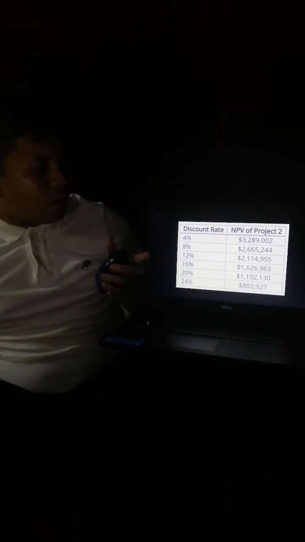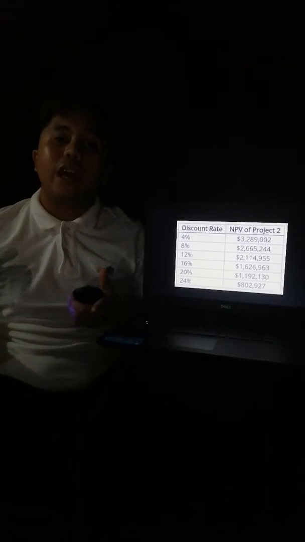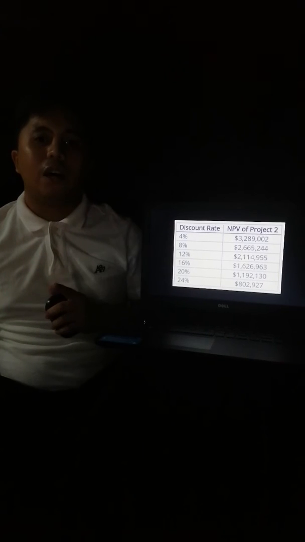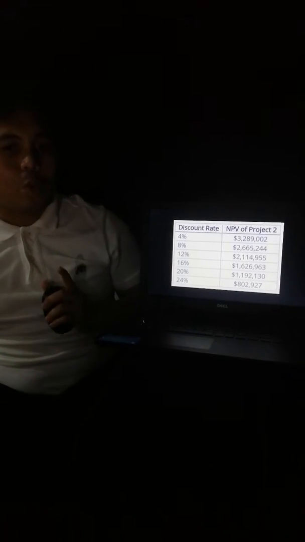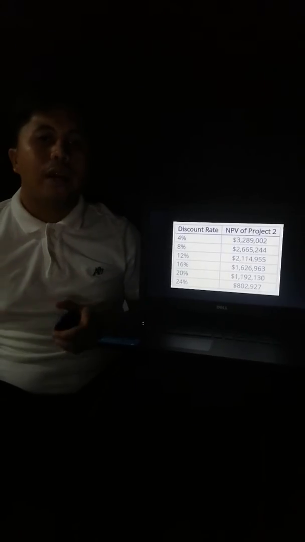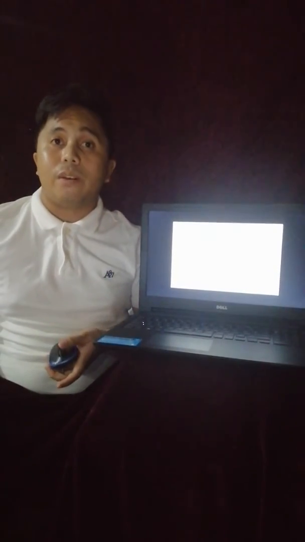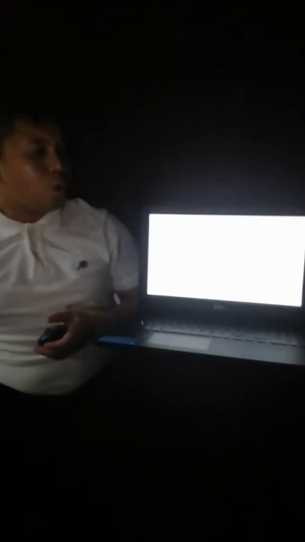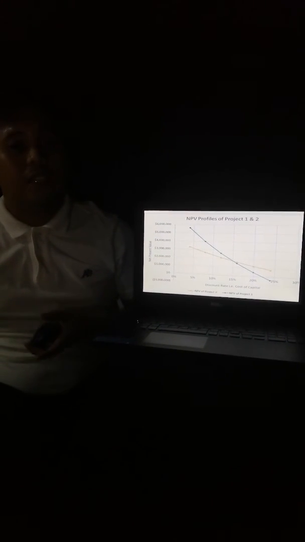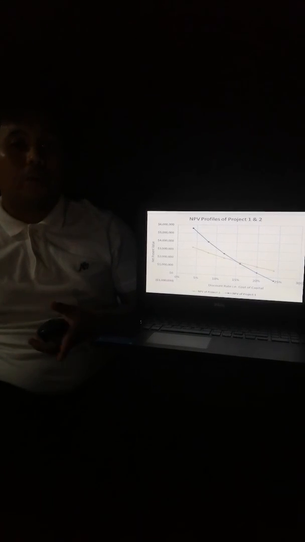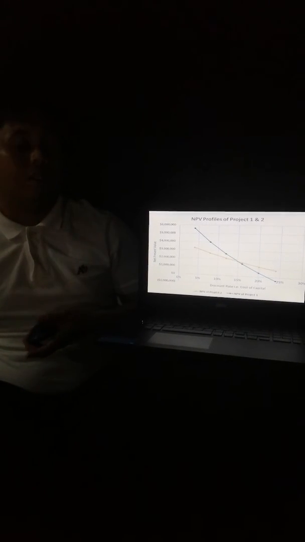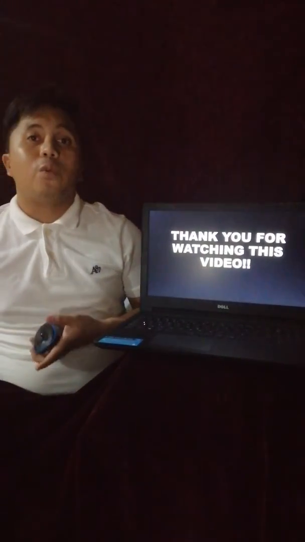So on this table, it shows the NPV of the second project at different discount rates. So let's say from 24%, we have 802,927. So if we plot the NPV profiles of both the projects, we can find their crossover rate here where they intersect. So the discount rate at which an investor is indifferent between both projects because their NPVs are equal. So thank you for watching this video.